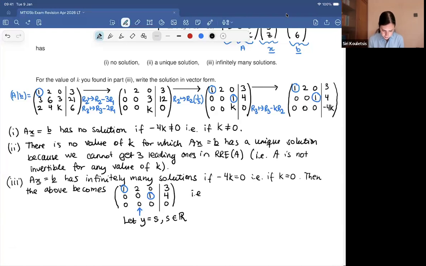Now I also want to just write out in equation form what we have here. The first row tells us that x plus 2y equals 3, but y equals s. So we have x plus 2s equals 3. The second row tells us that z equals 4, doesn't depend on y or s in this case at all. And that is our system.